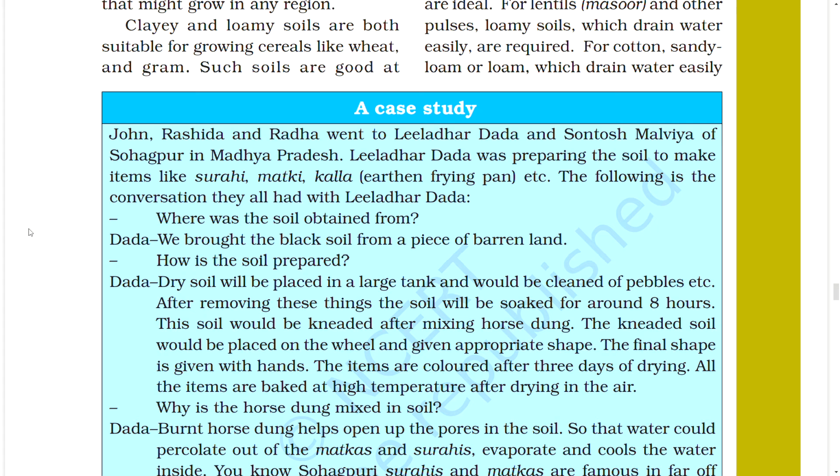How is the soil prepared? Dada said, dry soil will be placed in a large tank and cleaned of pebbles, etc. After removing these things, the soil will be soaked for around 8 hours. It would be placed on the wheel and given appropriate shape. The final shape is given with hands. The items are colored after 3 days of drying. All the items are baked at high temperature after drying in the air.